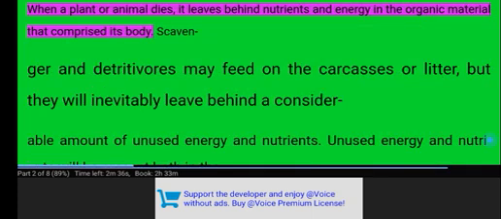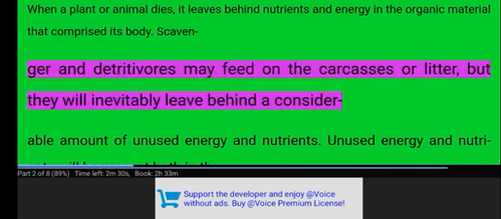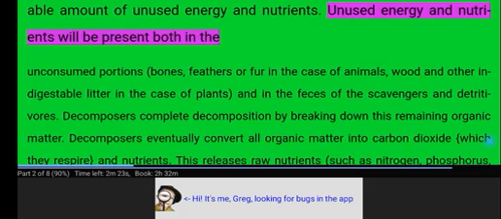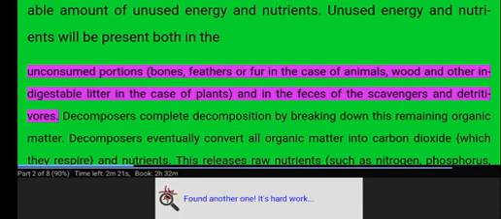When a plant or animal dies, it leaves behind nutrients and energy in the organic material that comprised its body. Scavengers and detritivores may feed on the carcasses or litter, but they will inevitably leave behind a considerable amount of unused energy and nutrients. Unused energy and nutrients will be present both in the unconsumed portions, bones, feathers or fur in the case of animals, wood and other indigestible litter in the case of plants, and in the feces of the scavengers and detritivores.